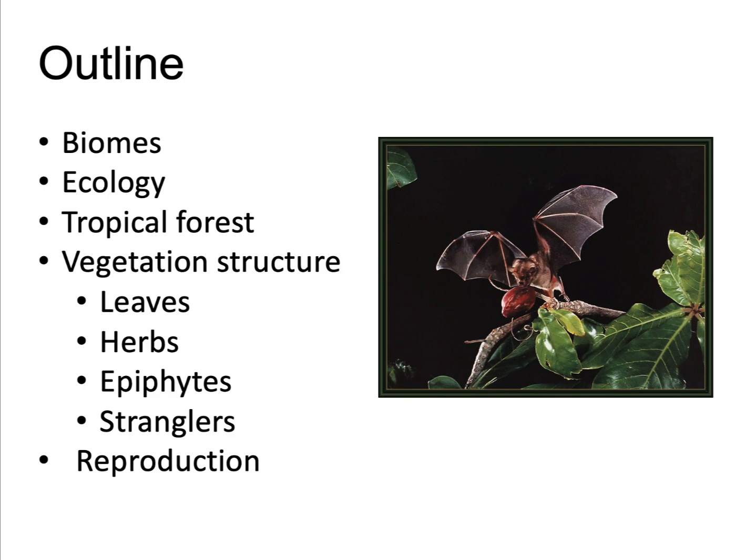We'll learn in general what a biome is, and we'll talk a little bit about ecology. Then we'll look at one specific type of biome category, which is tropical forests, and we'll look at several different types of tropical forests. We will explore vegetation structure, focusing on the leaves, herbs, epiphytes, and stranglers in the context of ecology. And we'll finally look at some reproduction that we see occurring in tropical forests.